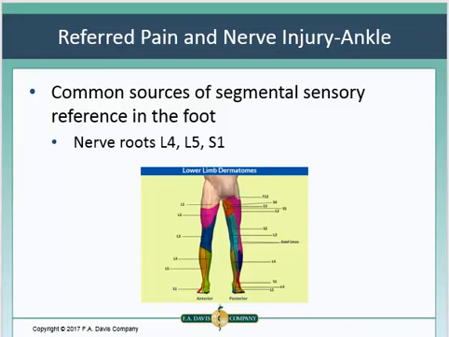And also the problem can be coming from a nerve root. So we talked about looking up the chain. Just because the problem's in the foot doesn't mean it's not coming from the knee or hip. It could be coming from the lumbar spine. So knowing your nerve roots and the segmental sensory innervations of the foot will help to determine where the cause may be coming from.